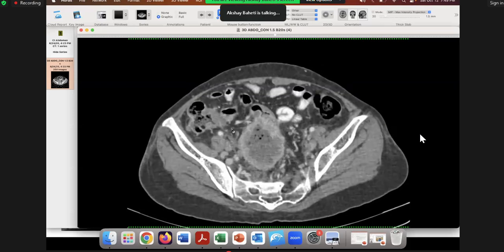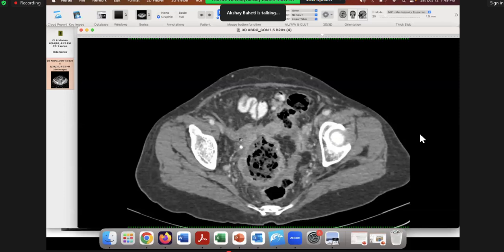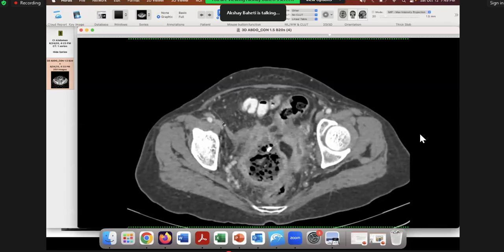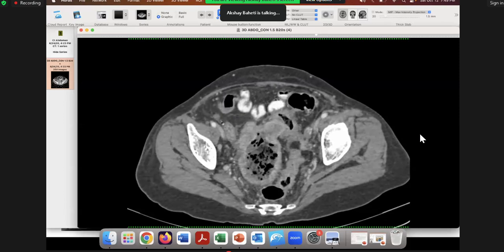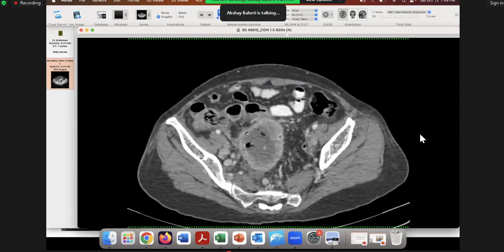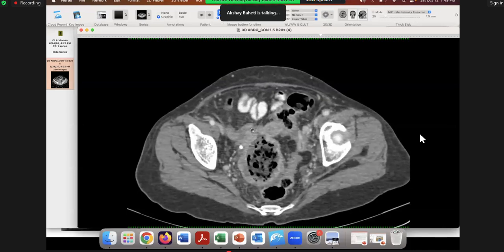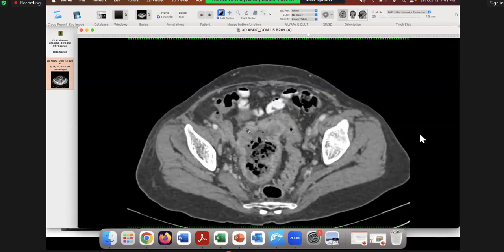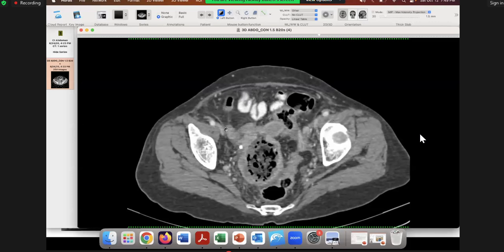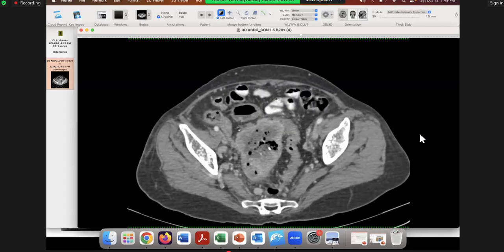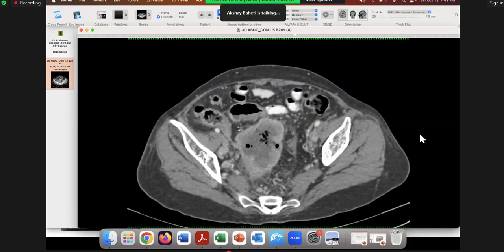Okay, that's the appendix. Hannah, isn't that the appendix? You see the appendix here? It's a little thickened, isn't it? But do you think that's going into the mass? What do you think? It is abutting the mass, yeah, but not exactly connected to the mass. Again, so you're not convinced that this is a mass arising from the appendix. Okay. Certainly the appendix is abutted, but it doesn't look like it is arising from the appendix.